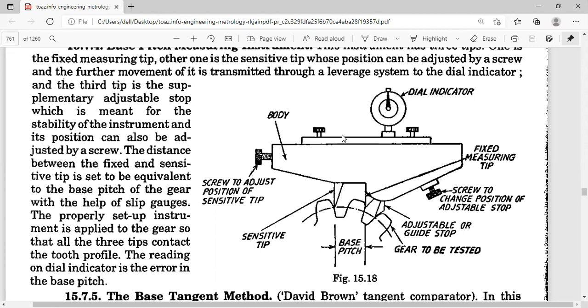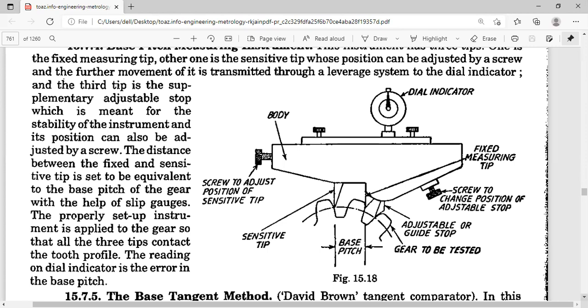So that is the method you can try to use. You try to index the gauge to successive pitches until you get a constant reading on dial gauge A. After that, you just note down the reading, because there will be a change after indexing. There will be a change in the reading on dial gauge B. So that indicates the error in the base pitch. That is as simple as that.